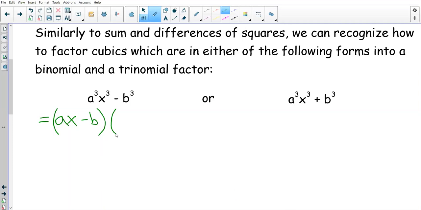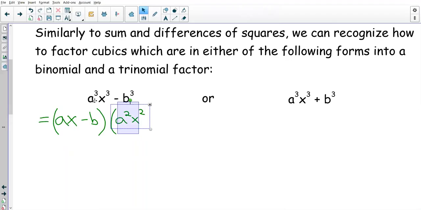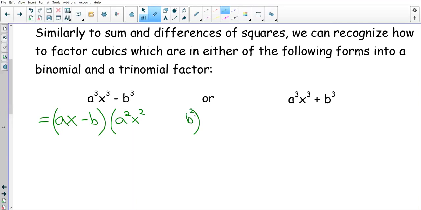So the leading term, in order to get a cubed x cubed, has to be a squared x squared. So when I multiply my ax by my a squared x squared, I get the a cubed x cubed. The final term inside the brackets in this trinomial has to be b squared. So when I multiply my b squared by my negative b, it gives me my negative b cubed. That also tells me that that's a positive sign.